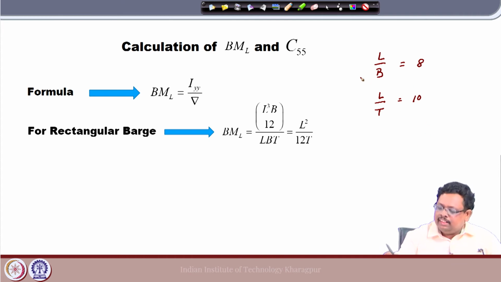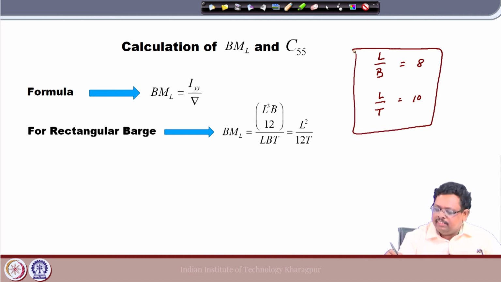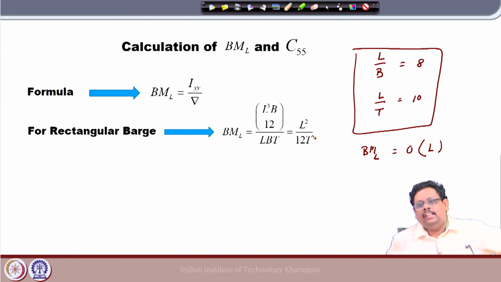Having said this, if you see this L square by 12 T term, you can understand very well that BML is of the order of the length, because L by T you can replace by 10, or 12 or something like this. So you can understand that the range of BML is very close to L.